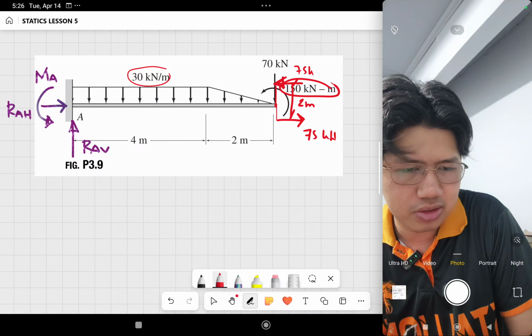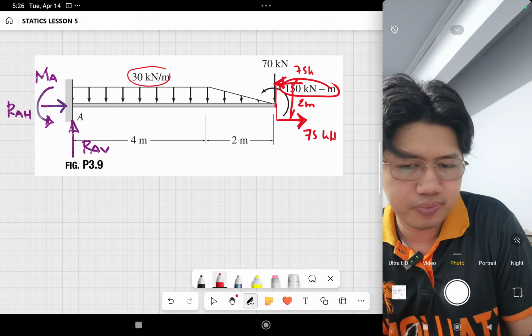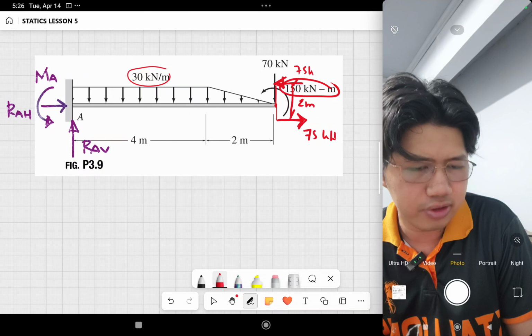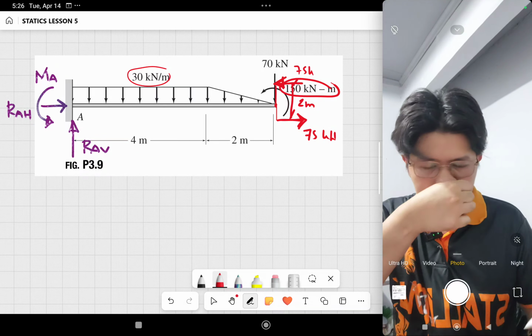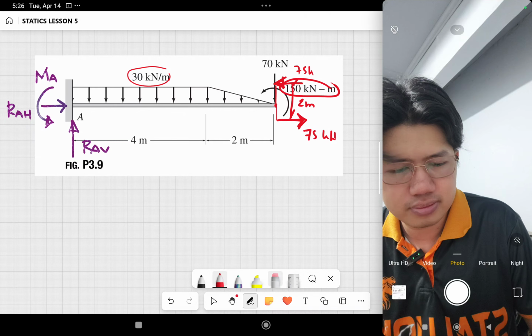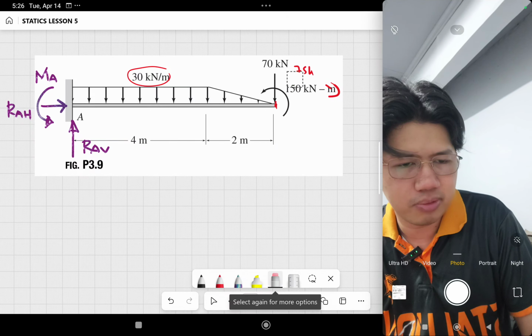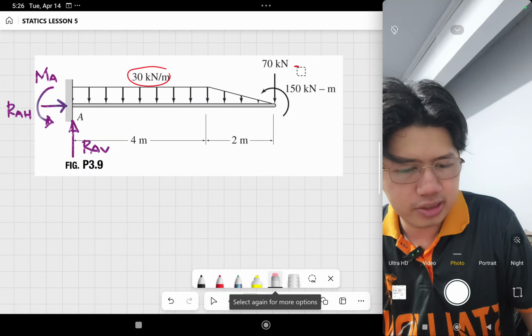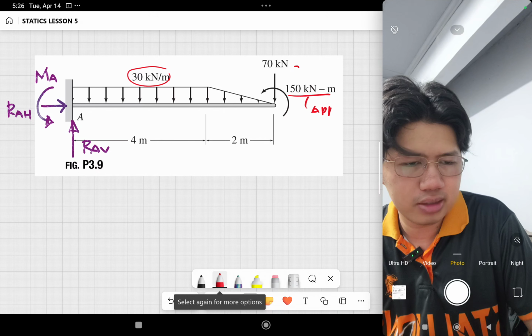And kung mapapansin nyo, pares lang yung arrow na dinowing ko mula from nung kanina and ngayon. So, kasi yan yung magproduce ng counterclockwise moment. Okay? So, yan yung ibig sabihin ng applied couple na yan. So, applied couple to. Applied moment or couple.